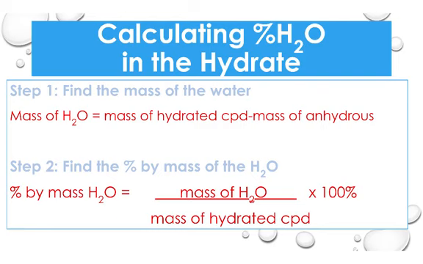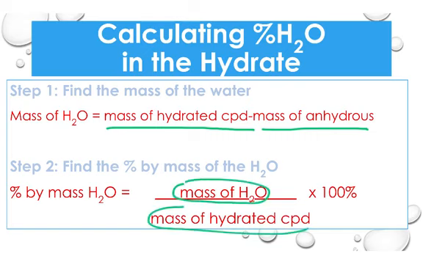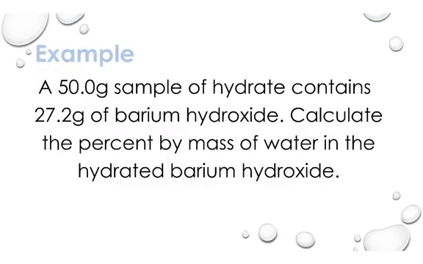The first step here is to figure out how much water we have. And as I mentioned before, the mass of our water is just going to be a comparison of our mass of hydrated compound before we heat it up minus the mass of the anhydrous, the dry stuff. And then we're just doing a percent calculation very similar to our percent composition calculations. Instead of a single element on the top of our calculation, we're going to be looking at the whole mass of water compared to the whole mass of the hydrate. And then times 100% will convert it into a percentage. Let's try this on for size.